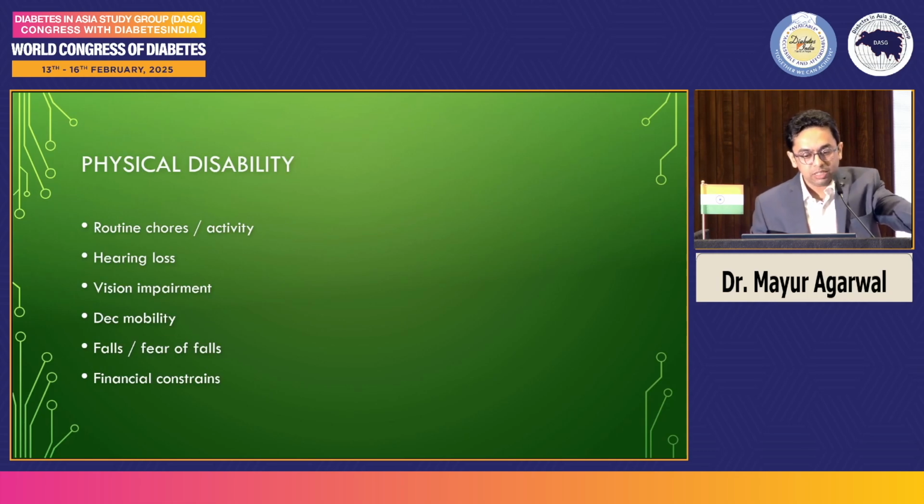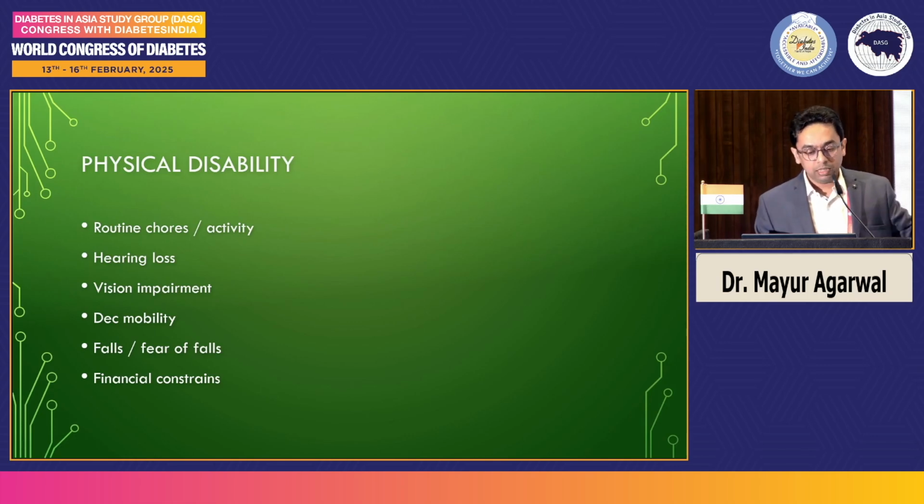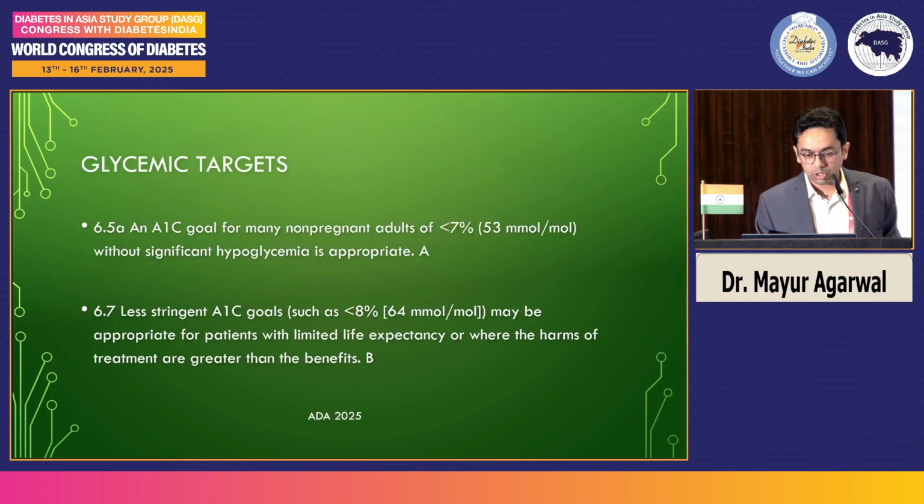Physical disability, you have to see whether they can do their routine activity or not and what you are prescribing. They may have hearing loss and you keep telling them and they don't understand anything. They have vision impairment, they cannot see their blood sugar, they cannot adjust their insulin, all those things happen, right? And then falls are very, very important, as I have already discussed regarding osteoporosis. Most of these patients would be financially dependent on somebody else, maybe their children, right? So that needs to be taken care of. Don't prescribe them something which they cannot afford, right? That's an important thing.